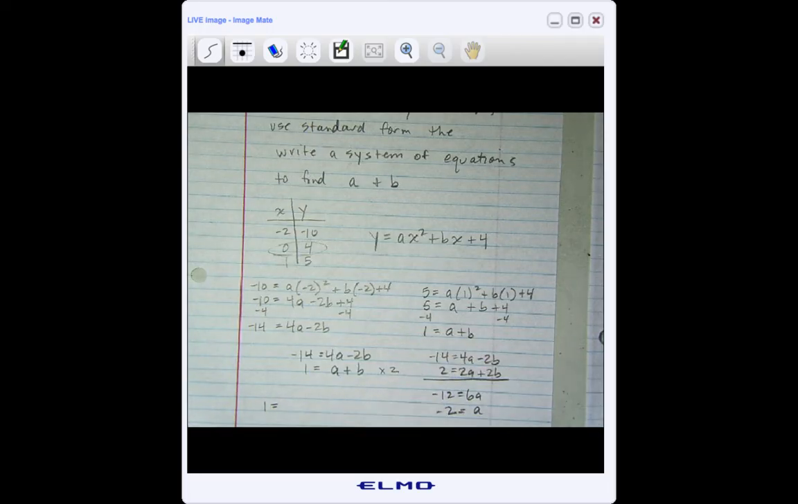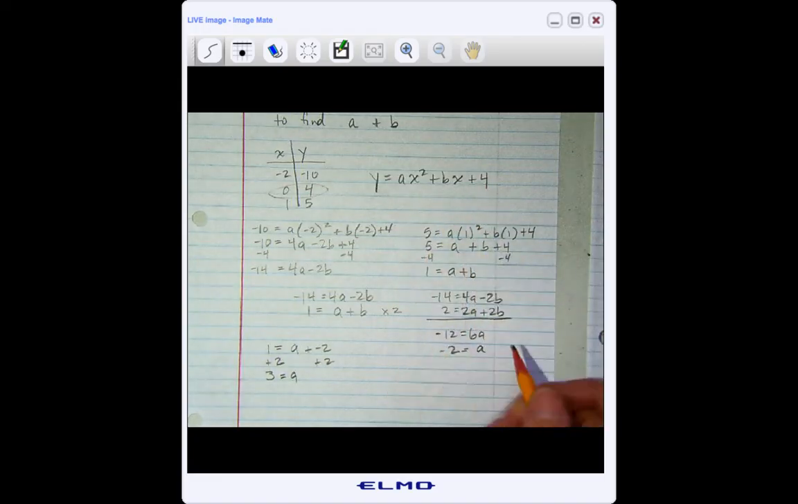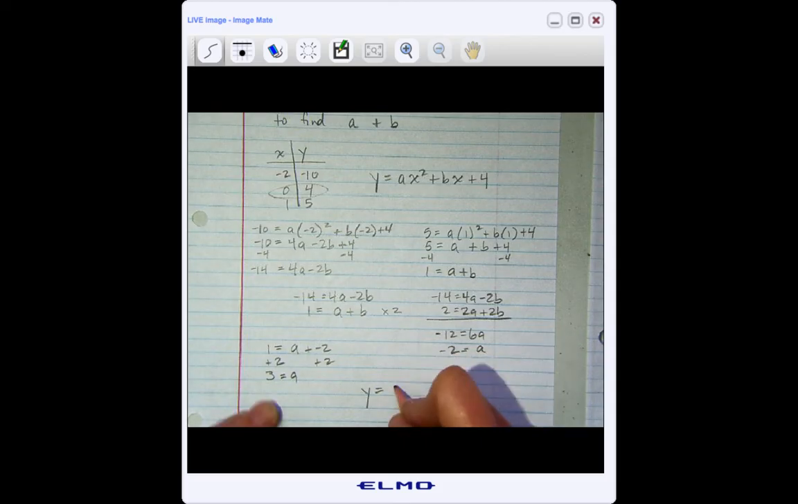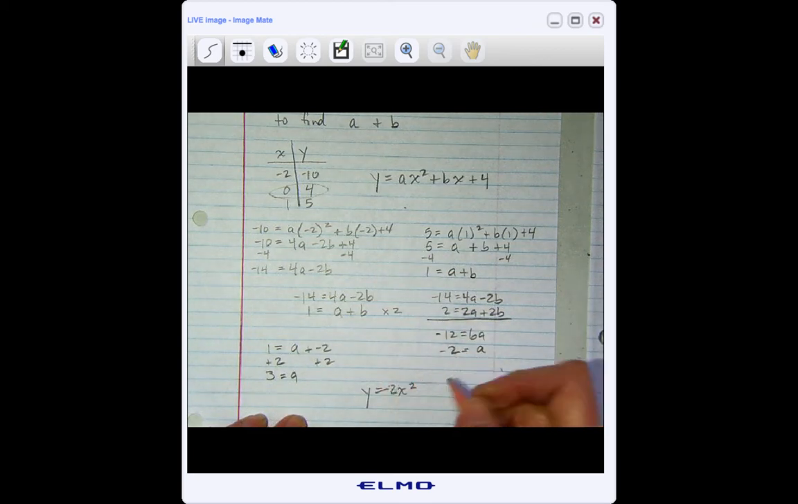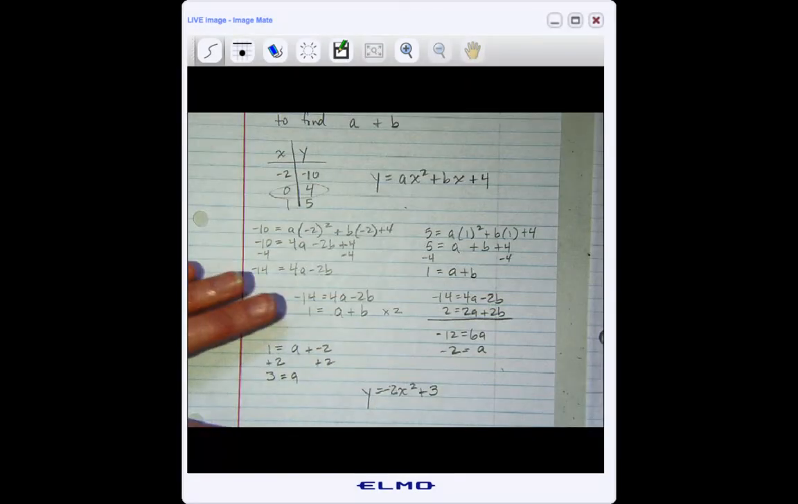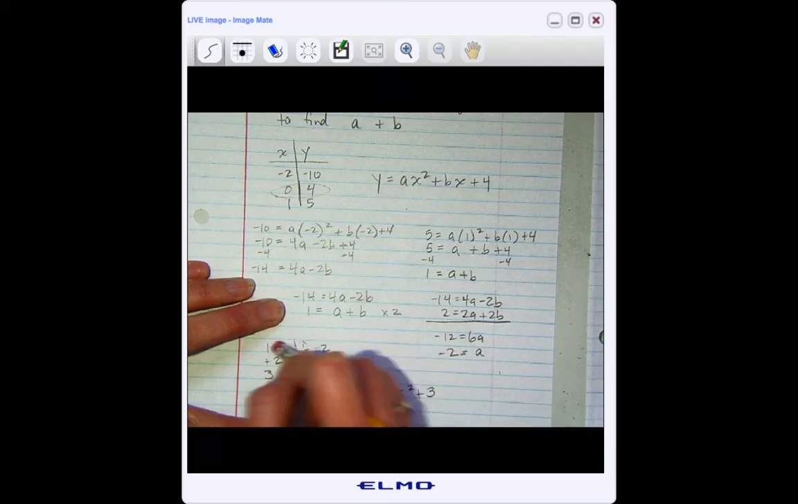1 is equal to A plus negative 2. So I'm going to add 2. So I get 3 is equal to B. Okay, so now I know when I go back to my original equation what my A, B, and I knew my C from originally. So my function is going to be y is equal to negative 2x squared plus 3x plus 4. Oh, goodness gracious. I put in the negative 2 over here for B instead of A. Hopefully you guys caught that.